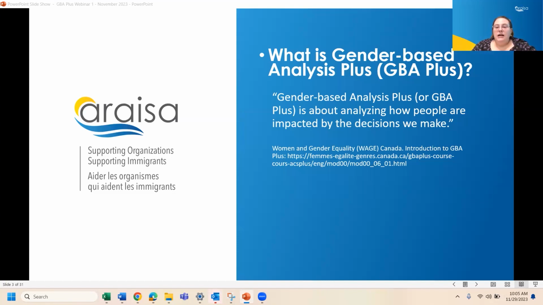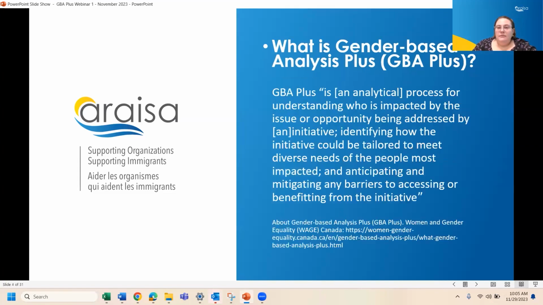So just to start, what is gender-based analysis plus? Basically, it's about analyzing how people are impacted by the decisions we make. It's more specifically an analytical process for understanding who is impacted by the issue or opportunity being addressed by an initiative, identifying how the initiative could be tailored to meet diverse needs of the people most impacted, and anticipating and mitigating any barriers to accessing or benefiting from the initiative.